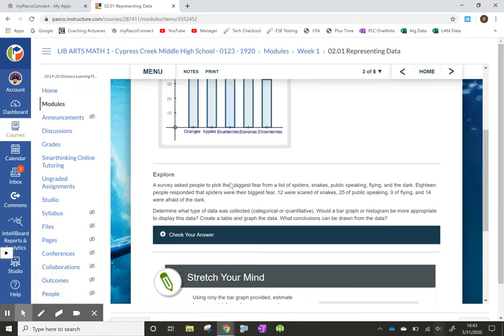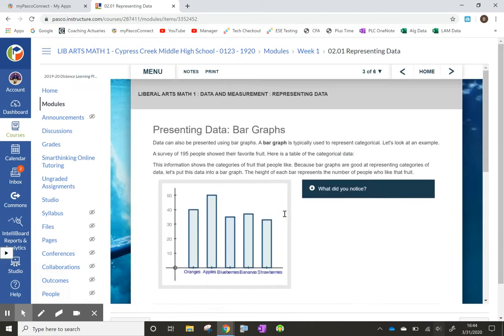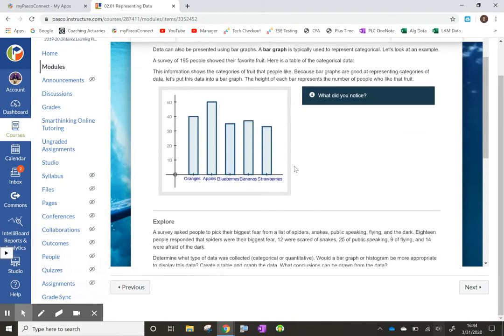A survey asked people to pick their biggest fear from a list of spiders, snakes, public speaking, flying, and the dark. 18 people responded that spiders were their biggest fear, 12 were scared of snakes, 25 of public speaking, 9 of flying, and 14 were afraid of the dark. To determine what type of data was collected, categorical or quantitative, would a bar graph or histogram be more appropriate to display this data? Now, we haven't talked about histograms. It hasn't shown a histogram on here.